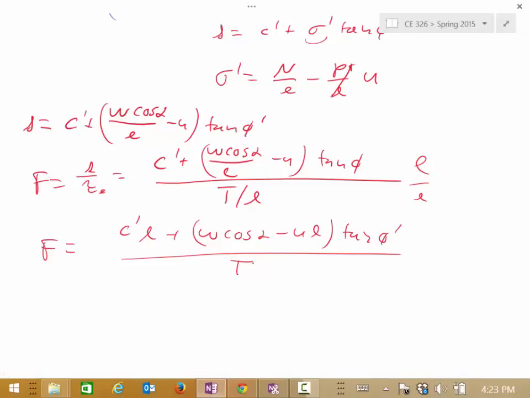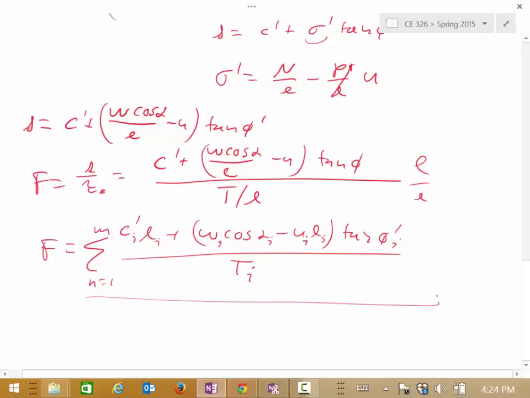Now that's just for one slice, right? So how do I get the factor of safety for the whole thing? All I'm going to do is just sum this from i equals 1 to M, and this is going to be C sub i, L sub i, W sub i cosine alpha sub i, U sub i, L sub i, phi sub i over T sub i. So I just have to calculate this for every slice. That's all you've got to do for the ordinary method of slices. And the nice thing about it is because we've made this assumption, notice we have a very direct formula. We can directly compute the factor of safety now.